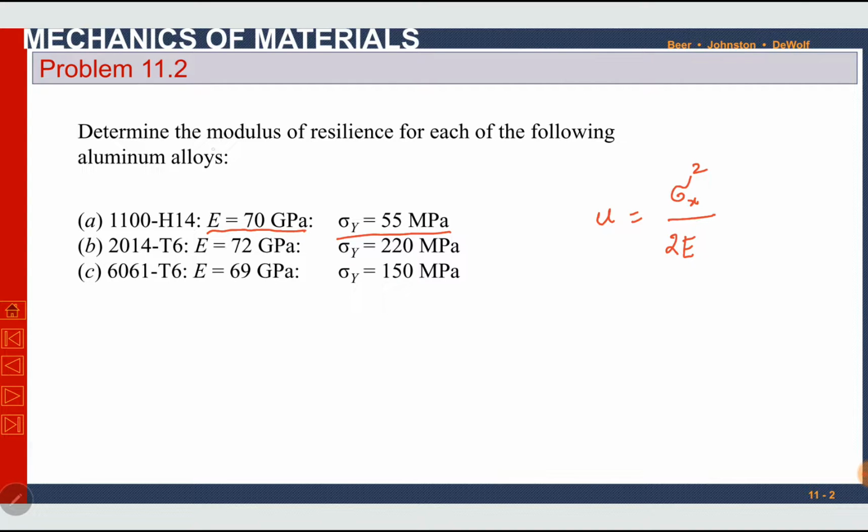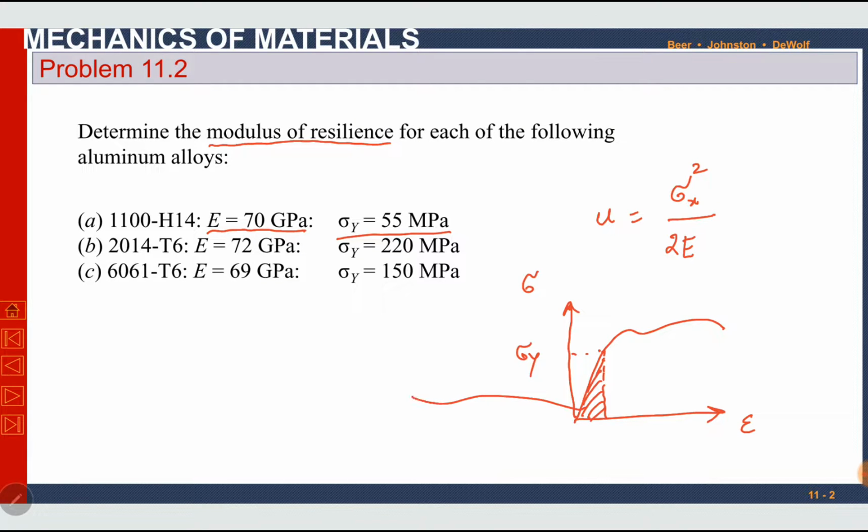Since they have asked modulus of resilience, what is modulus of resilience? I will recall it a little bit. Modulus of resilience is area under the stress strain curve until yield stress only. This is modulus of resilience. So we can use this above expression with a slight modification. Modulus of resilience is Uy, which is equal to sigma yield square divided by 2E.